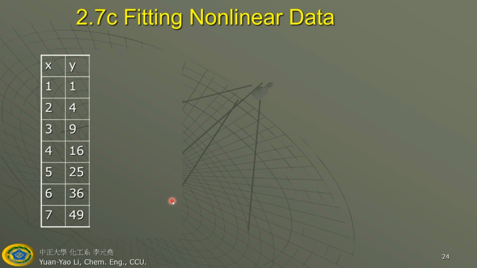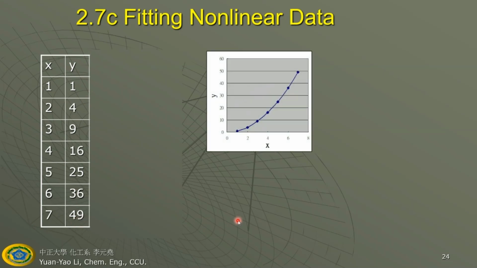First of all, when you have this set of data, x from 1 to 7, y from 1 to 49, and you start to plot the data. You have 1, 2, 3, 4, 5, 6, 7, and you have 1, 4, 9, 16, 25, 36, 49. Obviously, you understand this is not a straight line. So what happened?